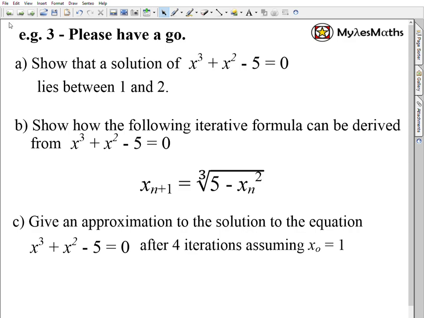So now we've had a couple of goes at this, it's time for you to have a go yourself. Stop the video, show that there is a solution of x cubed plus x squared minus 5 equals 0 between 1 and 2. Then show how this following iterative formula can be derived from this equation. Note that the last thing you're going to do is cube root all of it. That should tell you the previous line must have said x cubed equals. And then give an approximation to the solution of the equation after 4 iterations. Stop the video now and have a go.